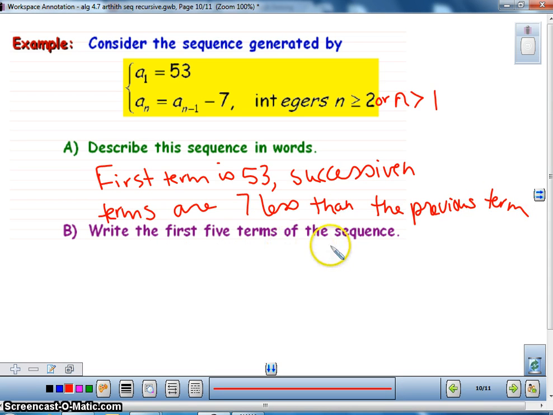Write the first 5 terms of the sequence. I want you to do that for me. I will start you out with 53. Please list the next 5. We'll check it in class.